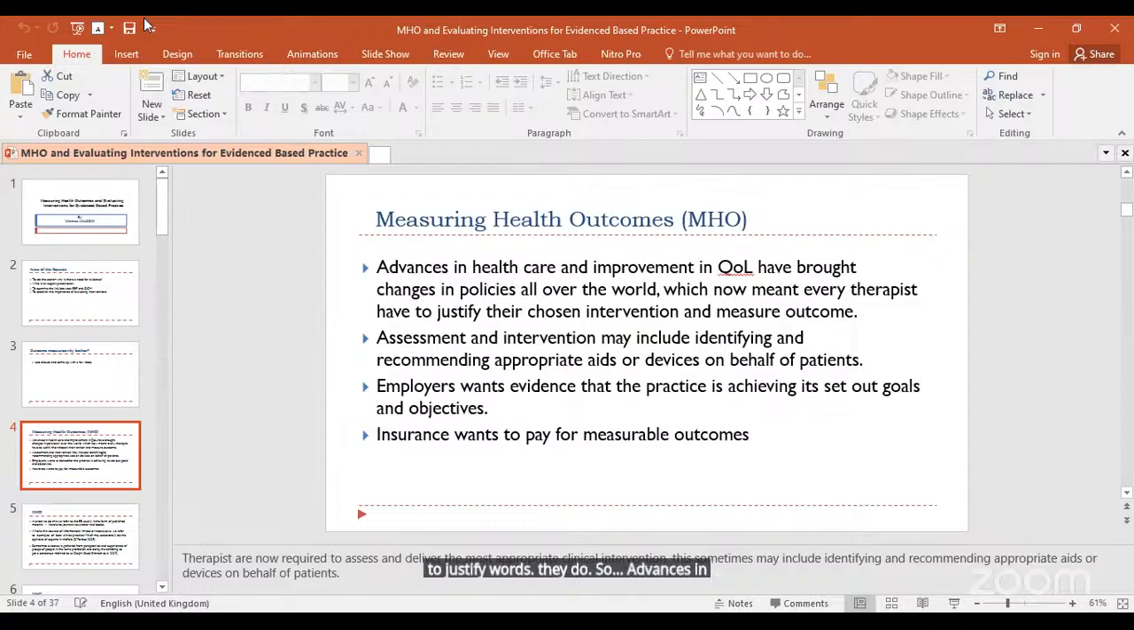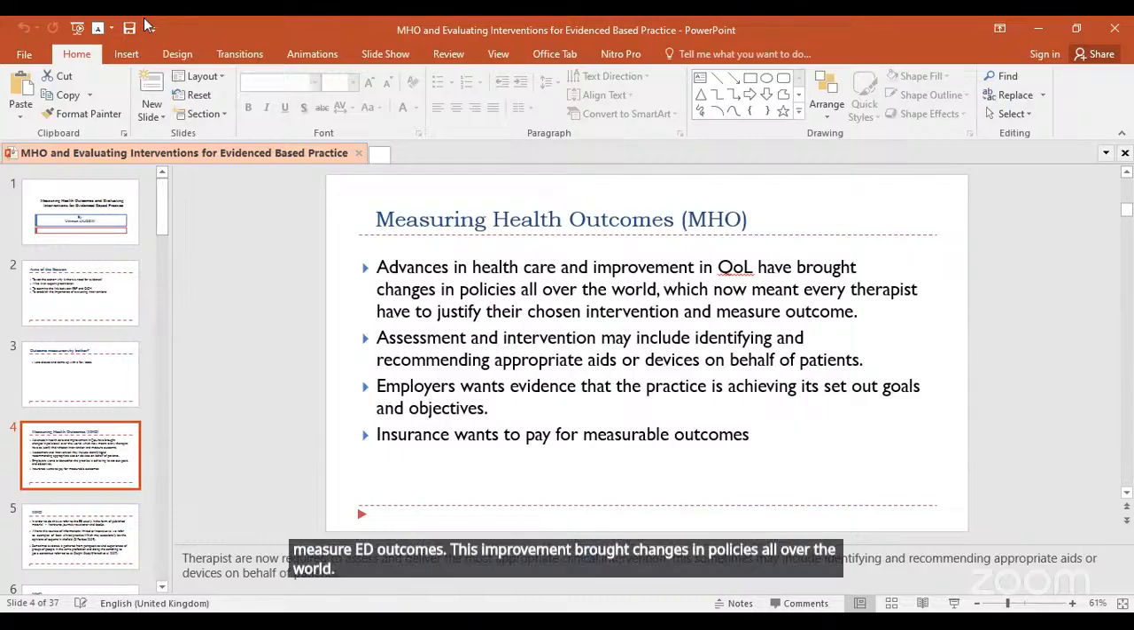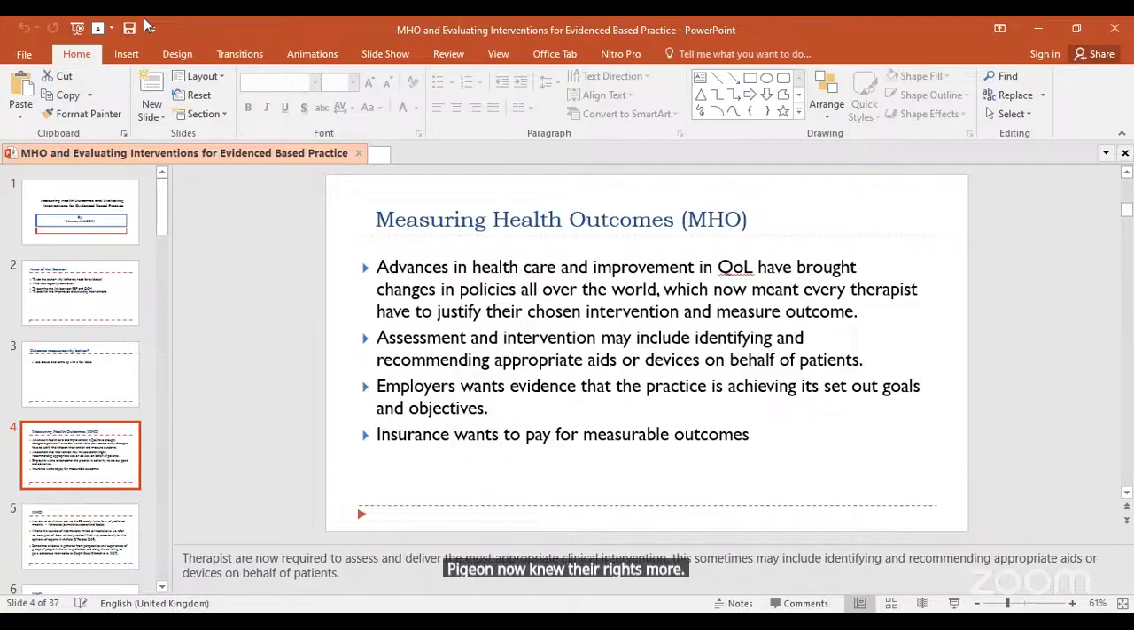So, advances in healthcare and improvement in quality of life are a major factor for why we must measure health outcomes. This improvement brought changes in policies all over the world. Patients now know their rights more. Again, the health system is constantly changing despite all the rivalry, which now means every therapist has to justify their choice of interventions and measure outcomes.